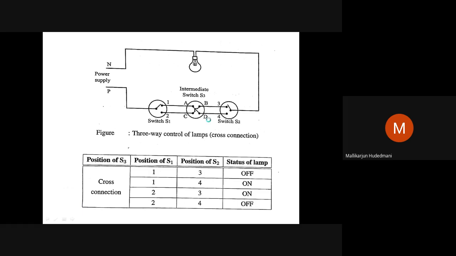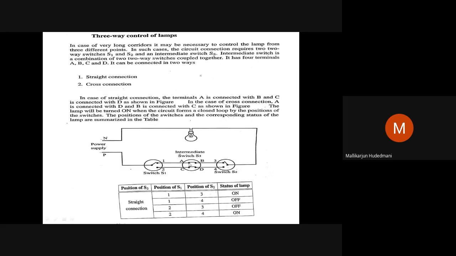That is being done by switch S3. So the straight mode of connection and the cross mode of connection make the operation of S3. How is it up connected, down connected? Same, you have straight connected, cross connected. So this is how the three-way control of lamp is done using 2 two-way switches and 1 intermediate switch. By this way, 2 raised to 3, 8 combinations I will get.